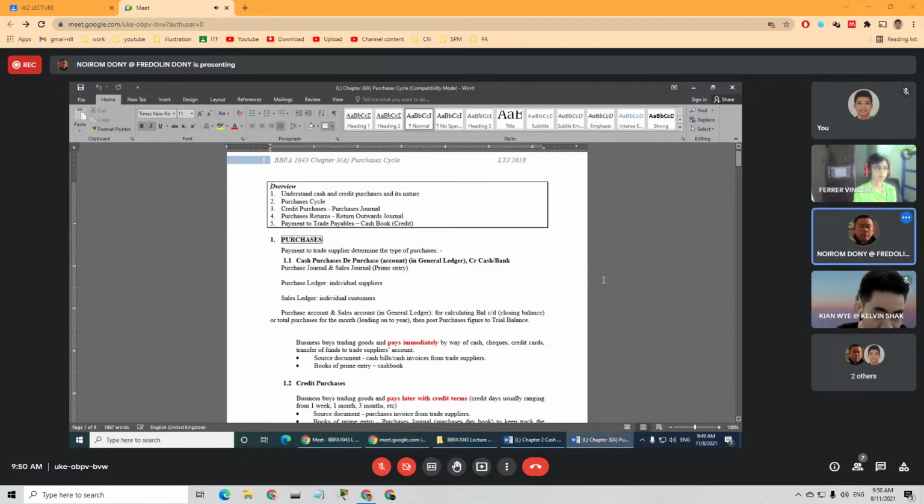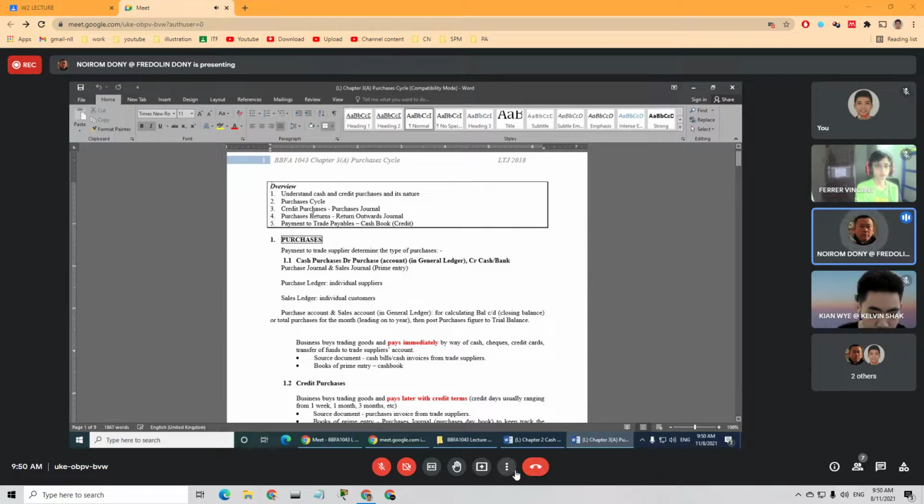The prime entry that we have learned in the previous chapter, just now, we have two: cash book and petty cash book. So if it's cash purchases, which prime entry do we record? Cash book. Yeah, because remember, cash book is a prime entry for cash transactions, either by cash or by check.